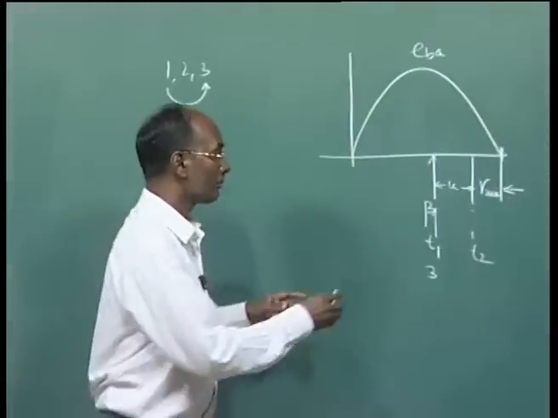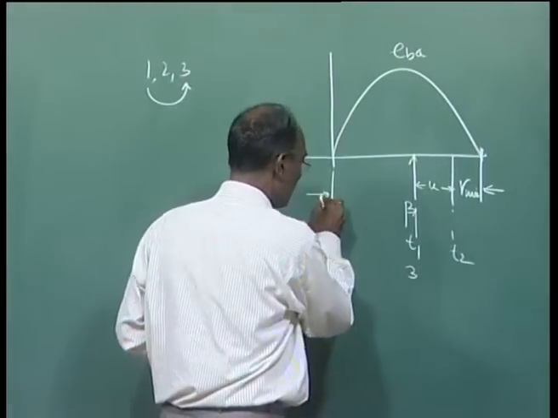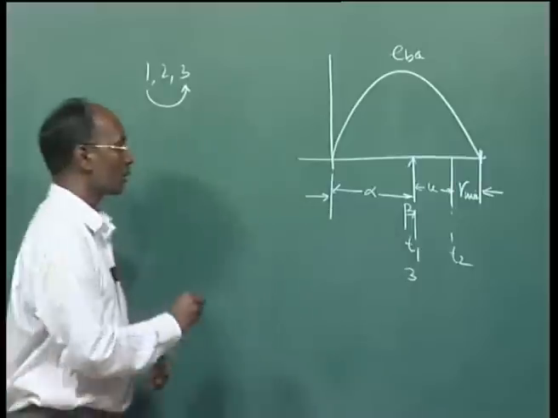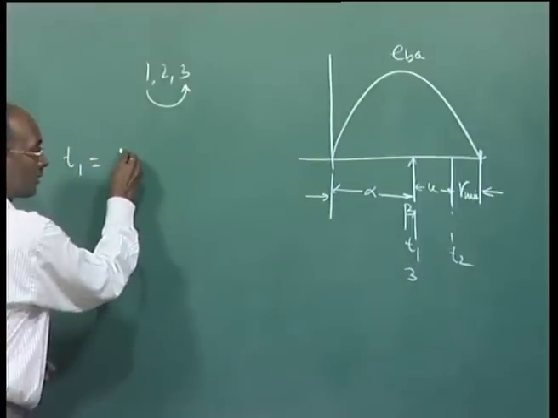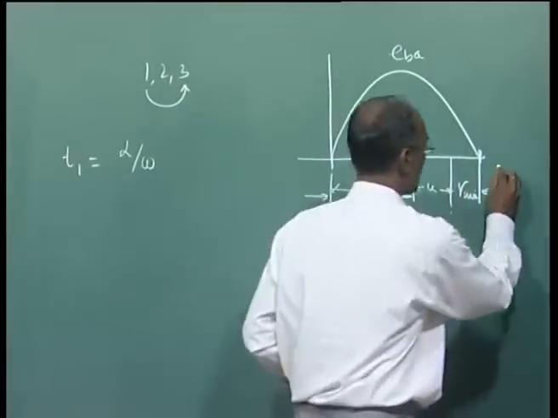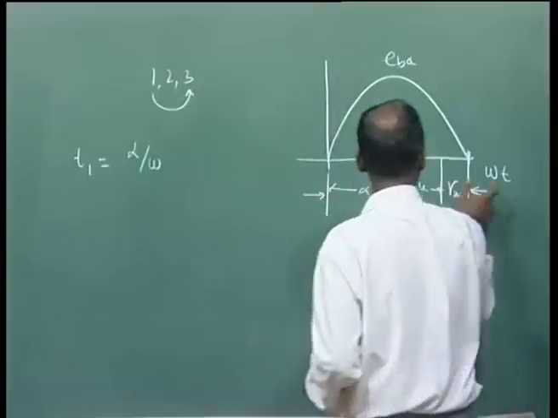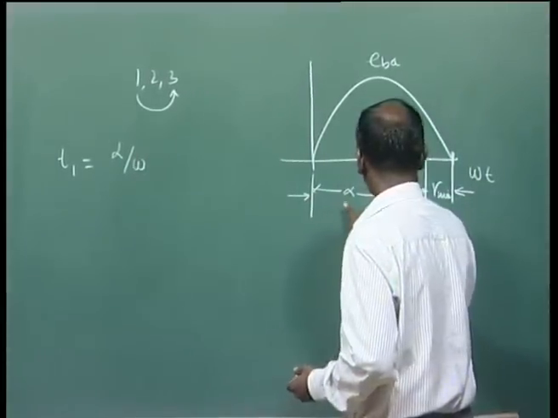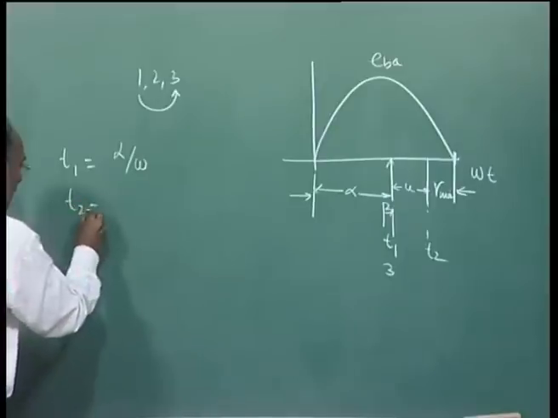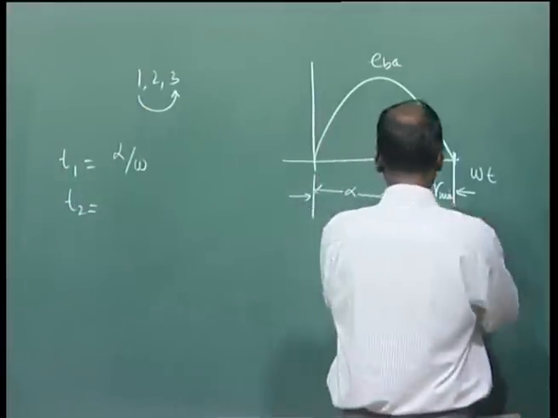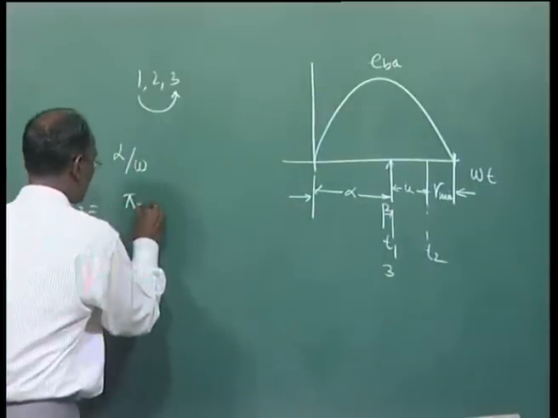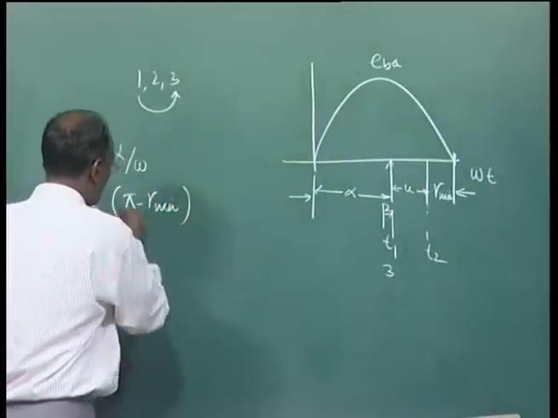So, T1 will be basically, if you are measuring from here, nothing but your alpha. T1 I can write as alpha divided by omega, because this axis is omega t, so omega t at this point is alpha. So, the T1 instant we can calculate. Similarly, the T2 instant will be pi minus this angle, so I can write pi minus gamma minimum divided by omega.